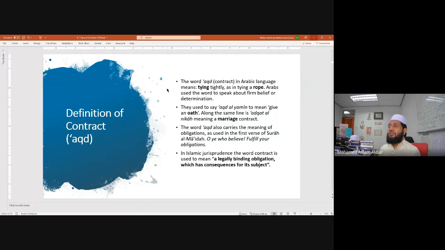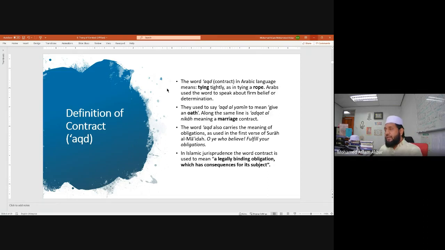What is aqad? The word aqad is in Arabic. It originally means tying something tightly. You have the rope, and then you tie. This is what we call aqad, as in tying a rope. Arabs used the word to speak about firm belief or determination. If you remember, in the first class we talked about aqidah. Look at the word aqidah, and look at the word aqad. They come from the same root word. In Arabic, there is a root word: aqada, i'tiqad, aqidah, mu'taqid. All of these come from the same source. So firm belief, what we learned last time, aqidah, meaning the belief system, also comes from the word aqad.